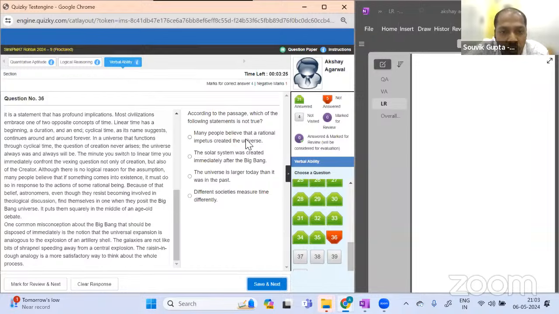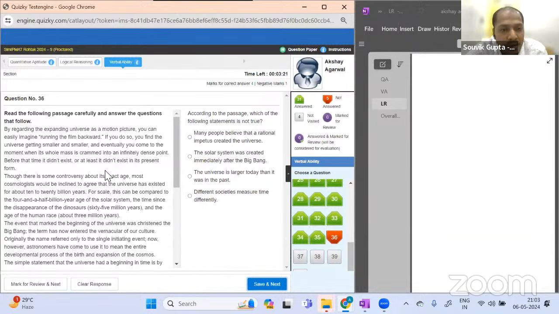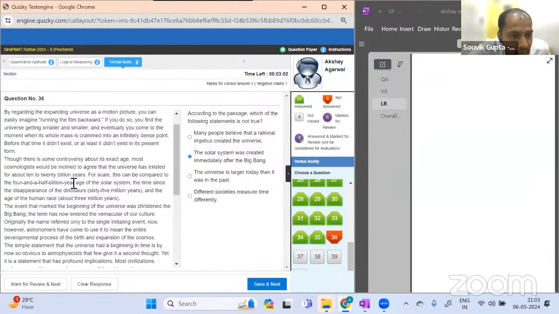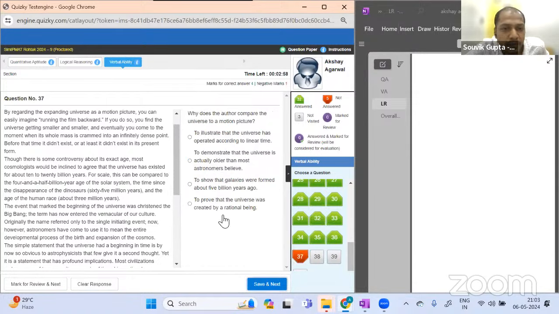According to the passage, which of the following statements is not true? Many people believe that a rational impetus created the solar system immediately after the Big Bang. Yes, this is not true. As per the passage, the solar system was created... The Big Bang happened billions of years ago. The solar system happened, yeah, not immediately after the Big Bang.